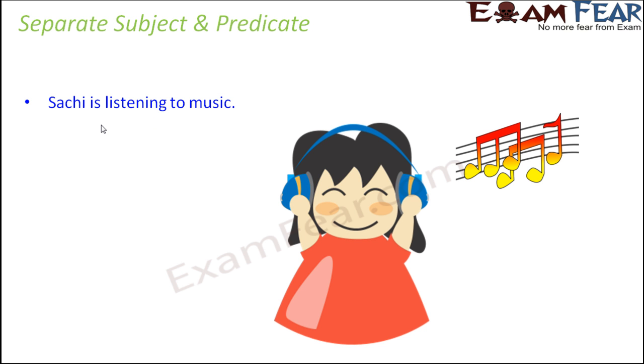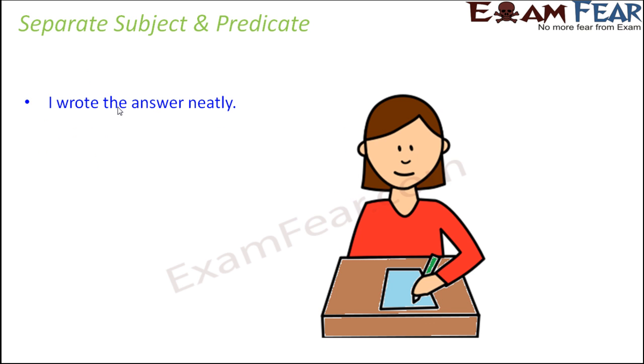So here what is the verb? Is listening. So who is listening to music? Sachi. So Sachi in this case is the subject and is listening to music is the predicate. So you see here also we divided the sentence into two halves, subject and predicate. Moving on to the next one, I wrote the answer neatly. So identify the verb here, verb is wrote. Who wrote the answer neatly? I. So I in this case is the subject and the remaining sentence is the predicate.